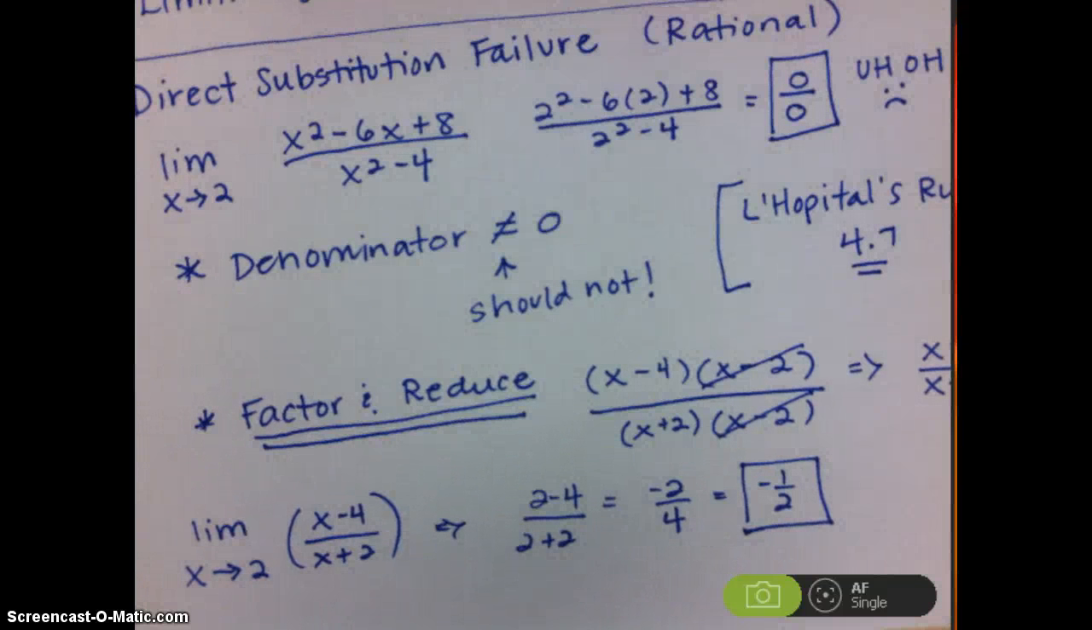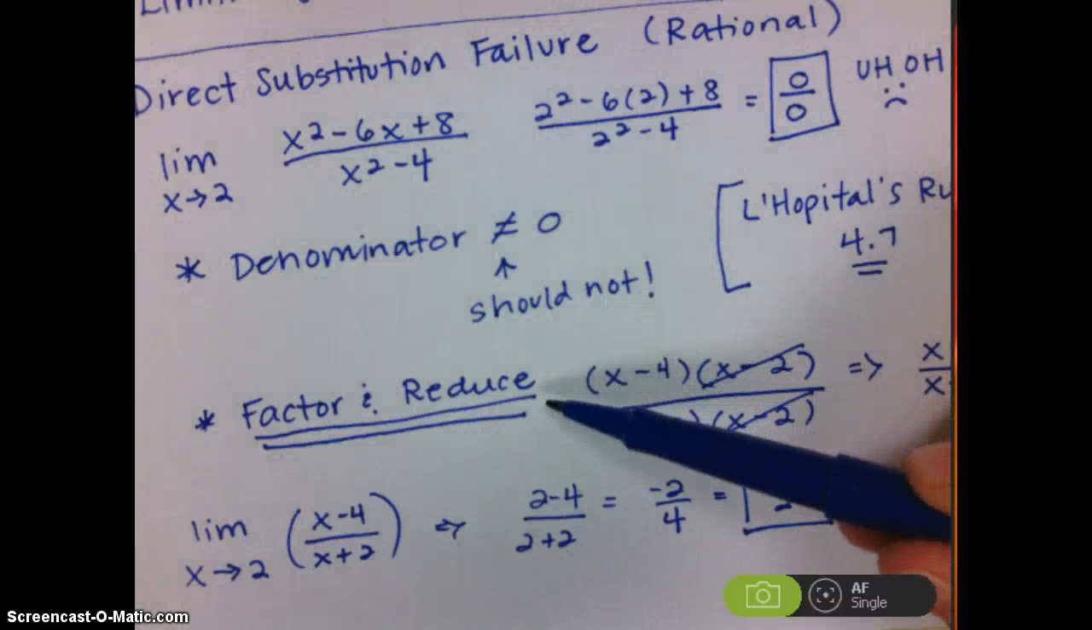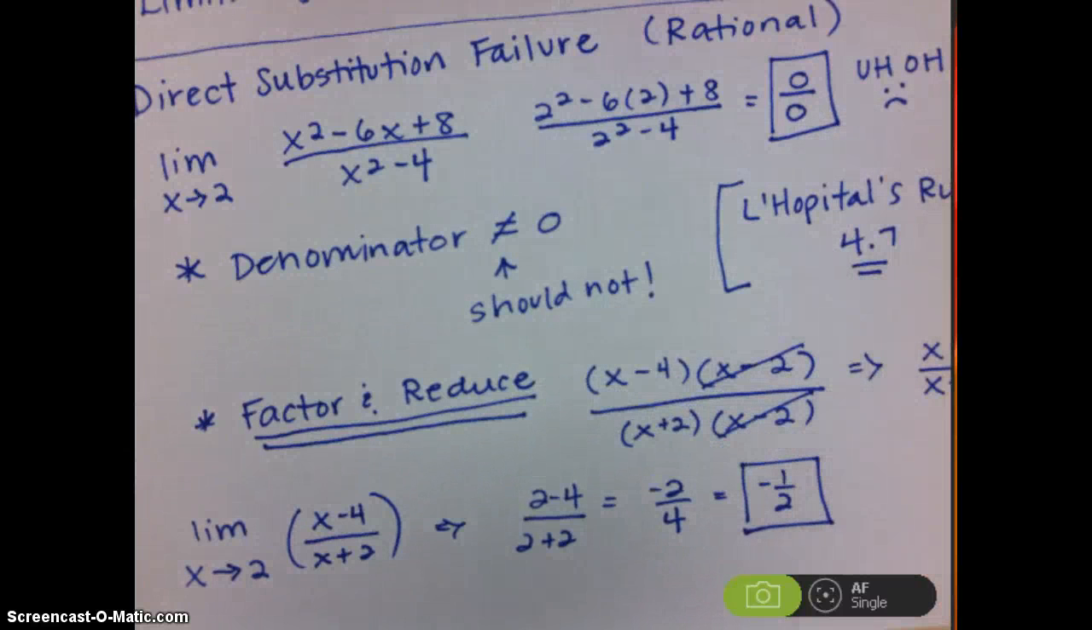So that is what you need to know about section 2.3. There are times when you can use direct substitution, and that would be with polynomials. Anytime you're dealing with a rational function, you want to make sure that your denominator doesn't equal 0. And if it does, you want to try to factor and reduce and then use your direct substitution.